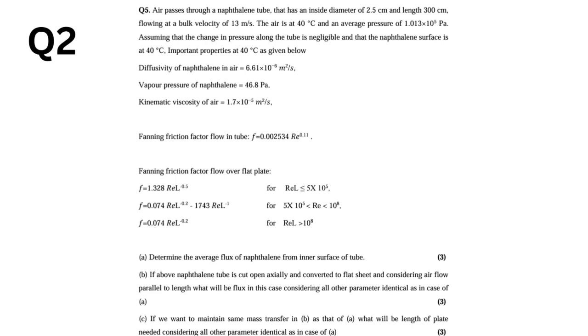So the first part is the determination of the average flux of naphthalene from the inner surface of the tube. Basically, we need to find the flux through the inner surface of the tube when the air is flowing through it. In the second part, we cut the circular cylinder of naphthalene into a flat plate. That means the length of the flat plate and the length of the cylinder remain the same, and the breadth will be occupied by pi d, the circumference of the cylindrical tube.